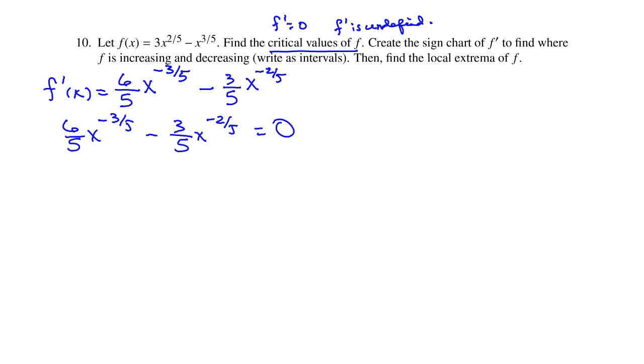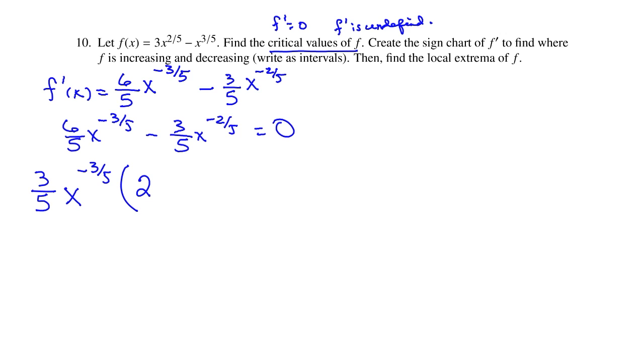Now, whenever you want to solve and it's equal to 0, you want to factor out the x with the least power. The x with the least power here is x to the -3/5 because -3/5 is smaller than -2/5. You want to also factor out some numbers if you can. I'm going to factor out 3/5 because I know that 6/5 is a multiple of 3/5. Speaking of which, what do you multiply by 3/5 to get 6/5? The answer is 2.